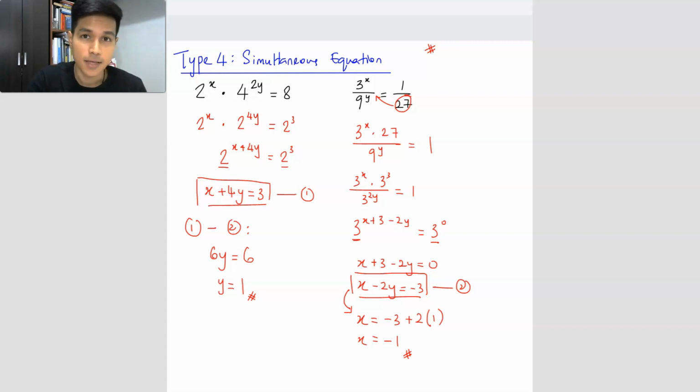So these are the 4 types that in my opinion are the most common, which you will encounter when it comes to indices.